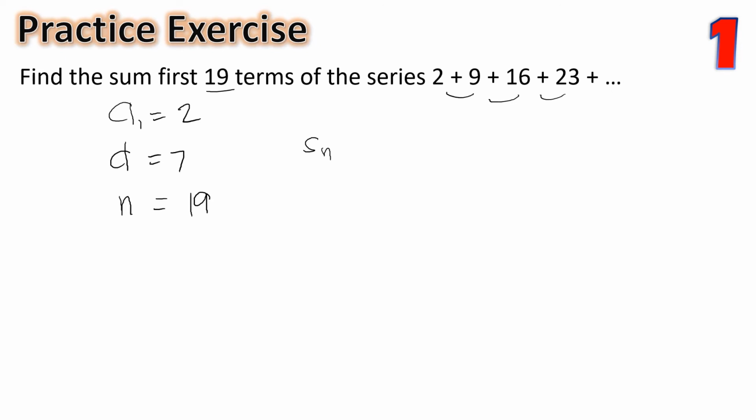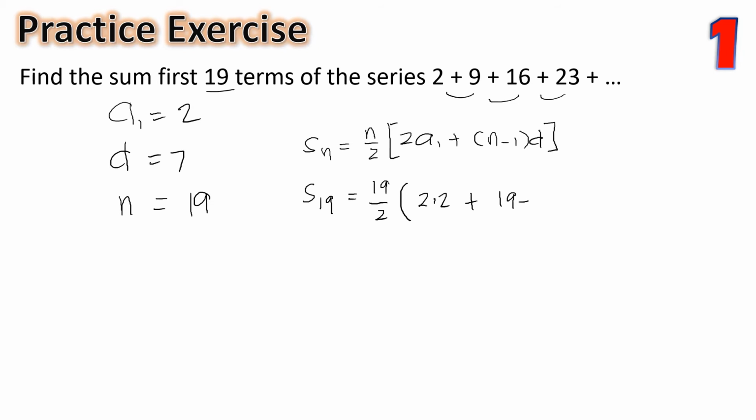Using the formula, S sub n is equal to n over 2 times the quantity 2a sub 1 plus n minus 1 times d. And substituting the values, we'll get S sub 19 is equal to 19 over 2 times the quantity 2 times 2 plus 19 minus 1 times d, which is 7. So we have 19 over 2 times 4. 19 minus 1 is 18 times 7.